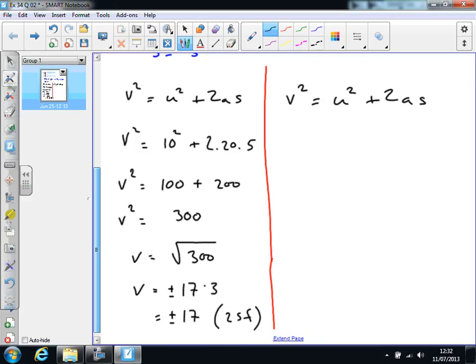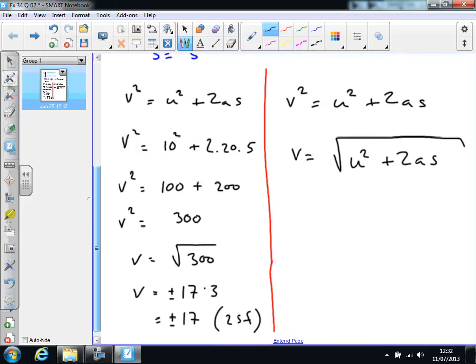Now let's have a look at the right hand side and just use the formula. V squared equals u squared plus 2as. Well, in this case we're almost there because v is virtually on its own, it's just squared. So square rooting both sides, we get v equals the square root of u squared plus 2as. So now we put the numbers in the right hand side and out comes the answer. One advantage of this method is that you won't forget to square root your answer at the end because it's set up now to find v.